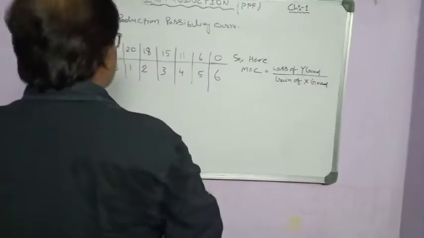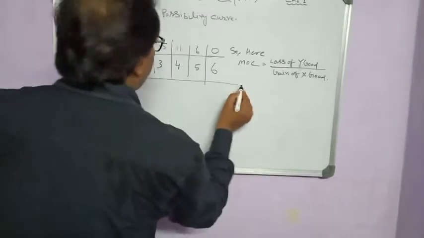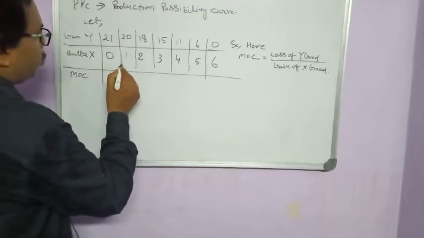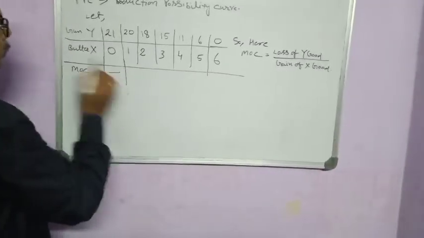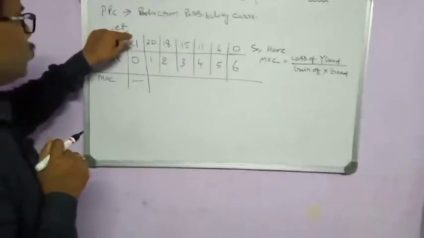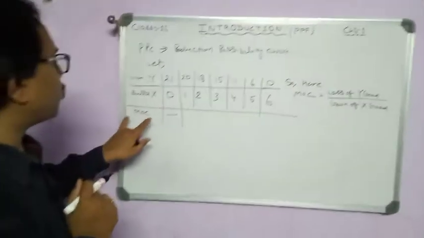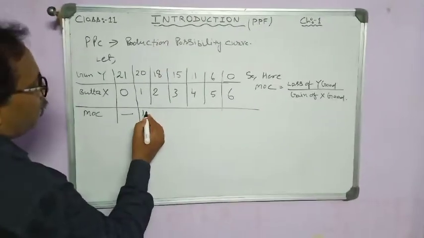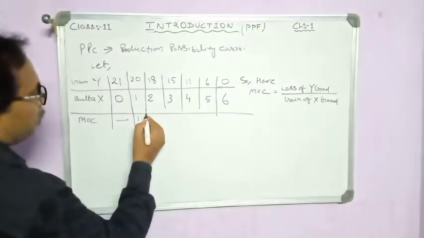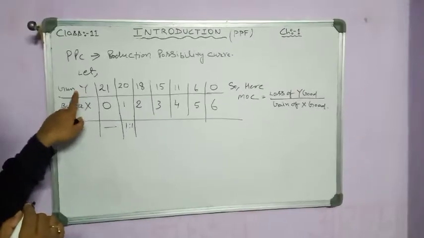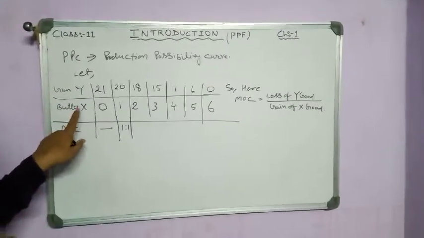So on that basis, here the MOC will be nothing. There is no change in production. This is the first unit, so there is no change in production. That's why marginal opportunity cost is dash. Here that is the change 1:1. Means 1 unit of gun is sacrificed only to gain 1 unit of butter.